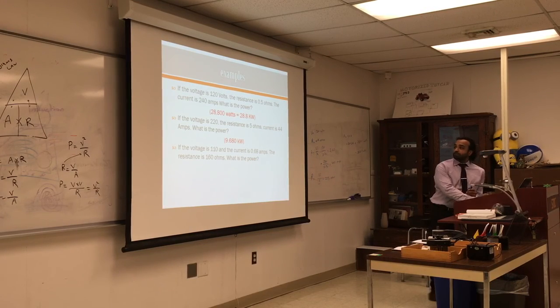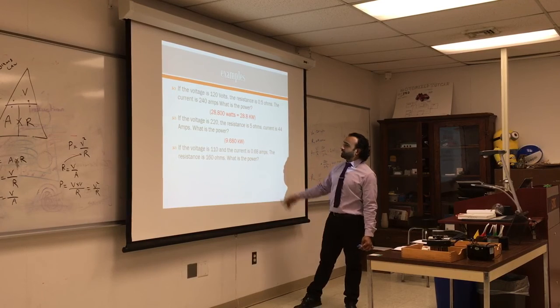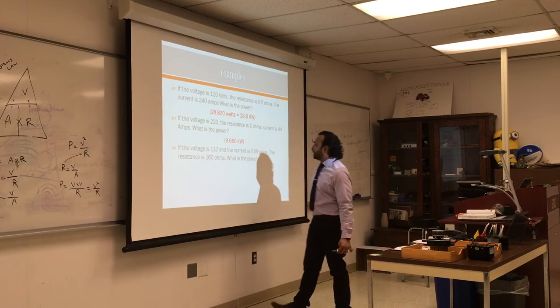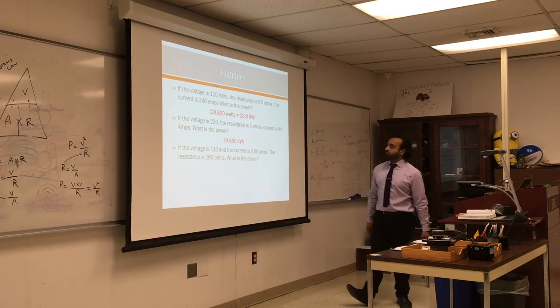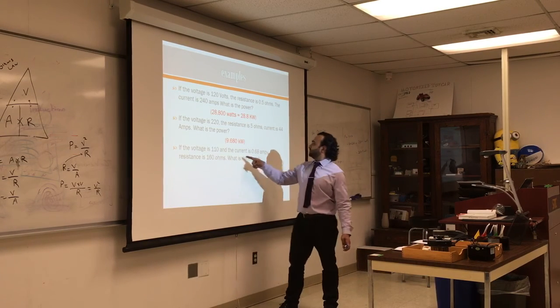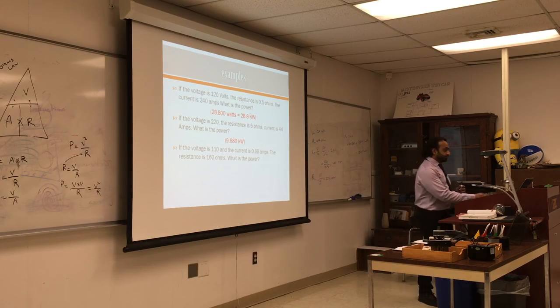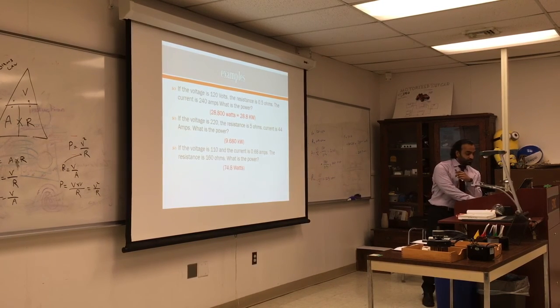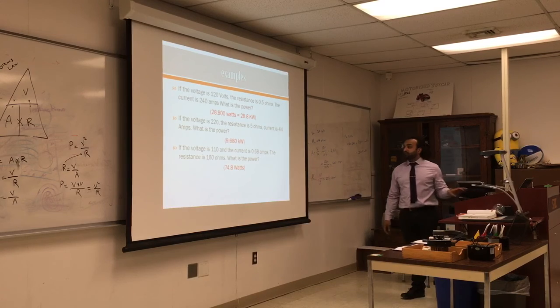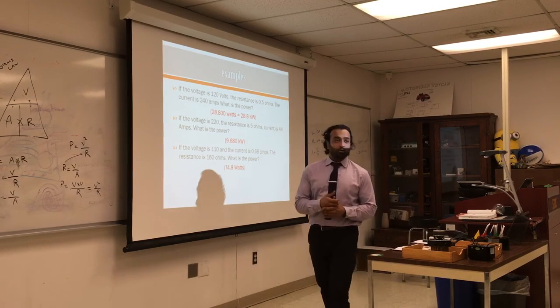We have one more. If the voltage is 110 and the current is 0.868, the resistance is 160, what is the power? Again, power is voltage times amperage. That will give you 74.8 watts.